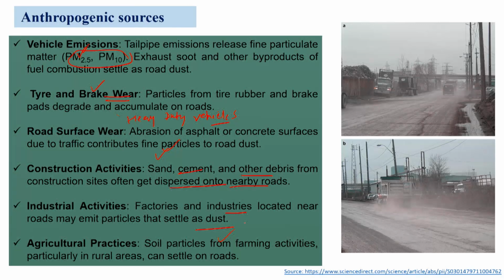Then industrial activities, like factories and industries located near the roads, may emit particles that settle as dust particles. They may be deposited as carbonaceous material, but later when they are deposited and resuspended, they become part of the dust aerosols. Agriculture practices, like soil particles from farming activities, are also an important source of transboundary transport, because if the urban city is very close to agriculture prone areas, the dust can come from there.